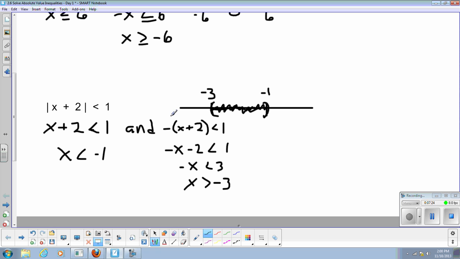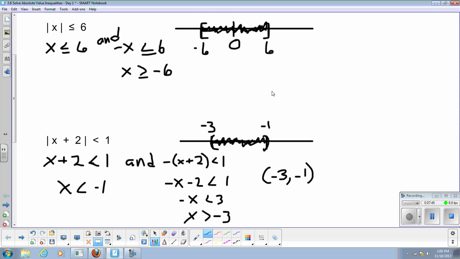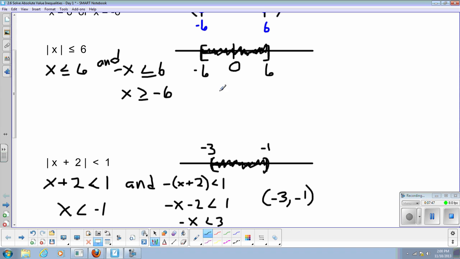So in here I have an and. So x is less than negative 1, and x is greater than negative 3. There are many times you're going to be asked to put this in interval notation. So you'll be asked to graph and put an interval notation. The interval notation on this one would be parenthesis, negative 3, comma, negative 1. Going back to the first one we did, if we did an interval notation on that, it would be bracket, negative 6, comma 6, bracket.